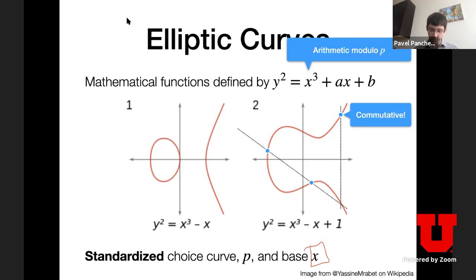And if you standardize the choice of curve and the choice of modulus, and you also fix that base x, which is going to represent some initial starter point on the curve, then that specifies a crypto system that you can use for key exchange on the internet. And I can actually give you some concrete examples of those.